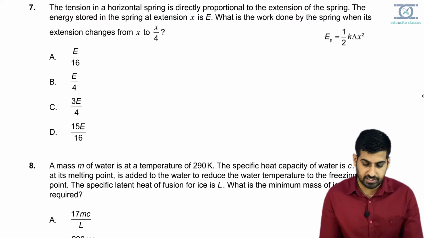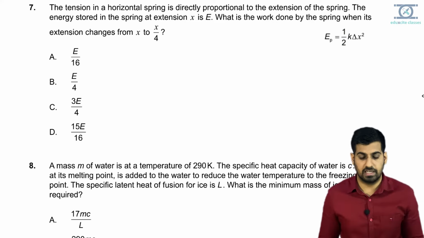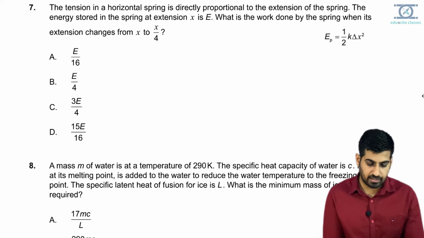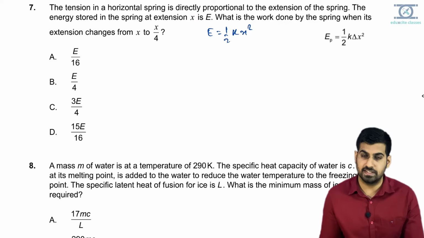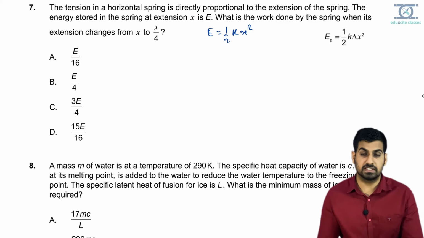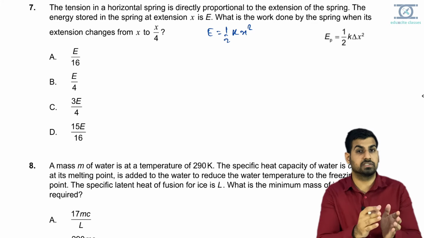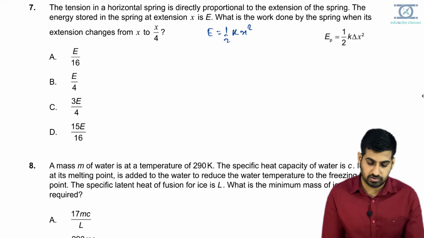So the energy of the spring having an extension is denoted by half k delta x square, where delta x is the change in the length, or the extension, you can say x. So when the extension is x, I can say E is nothing but half k x square because x is the extension. Now the question is asking what is the work done by the spring when extension changes from x to x by 4. So we know that change in energy is equal to work done.